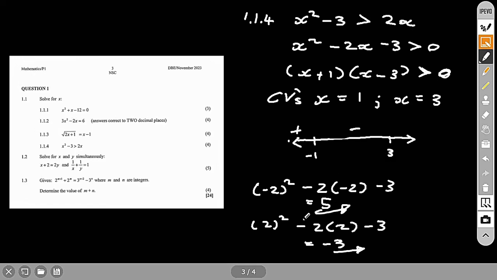Now let's check this side. You put a number that's greater than 3. Let's put 4. You can even put 5 or 6. So it's 4 squared minus 2 times 4 minus 3. Let's check what answer we get. We get a 5. So it gets a positive.